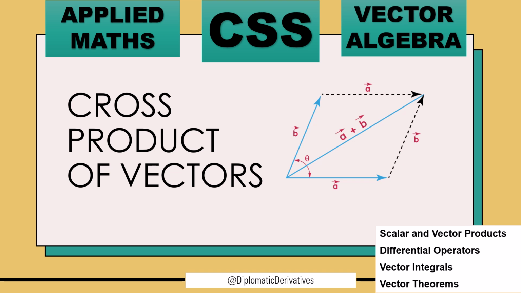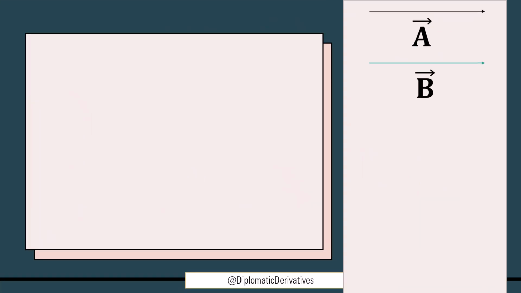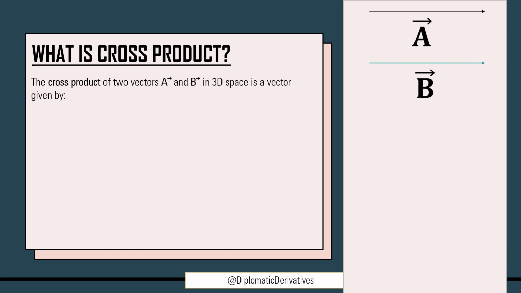So let's see what the cross product of vectors is. The cross product of two vectors a and b in 3D space is a vector given by... Now before we move on to this, just a quick recap. The dot product is the scalar product, which means that when you find the product of two vectors, the resultant is a scalar. That is why it's known as the scalar product of vectors. In that we had two vectors a and b, so a dot b gives us a scalar quantity.